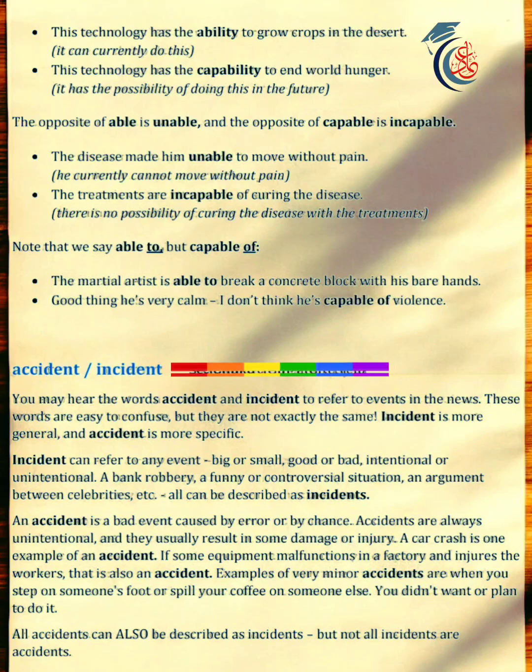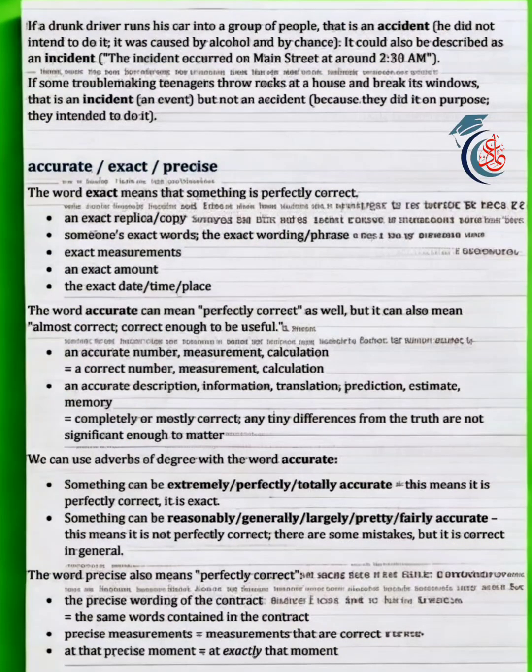All accidents can also be described as incidents, but not all incidents are accidents. If a drunk driver runs his car into a group of people, that is an accident. He did not intend to do it, it was caused by alcohol and by chance. It could also be described as an incident. The incident occurred on Main Street at around 2:30 a.m. If some troublemaking teenagers throw rocks at a house and break its windows, that is an incident, an event, but not an accident, because they did it on purpose or deliberately, they intended to do it.